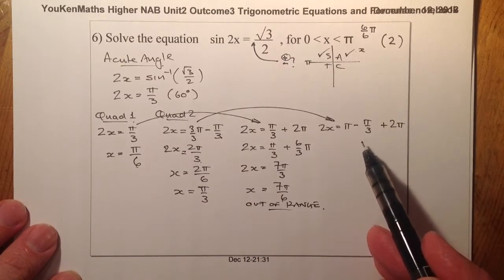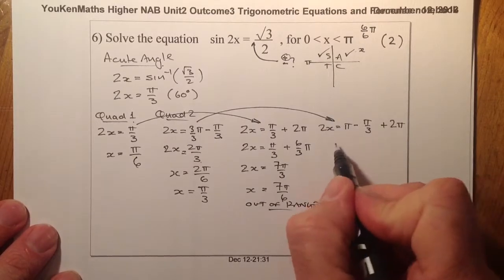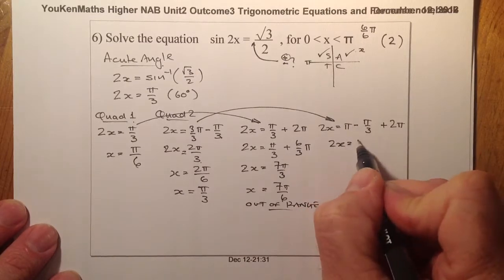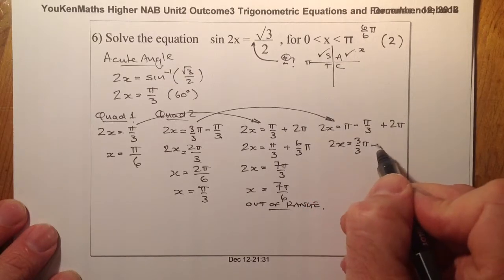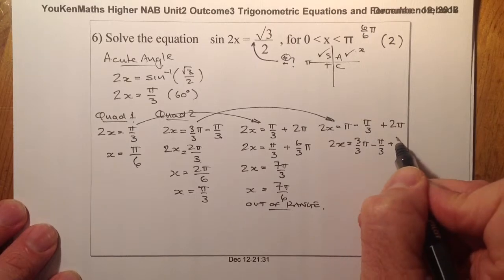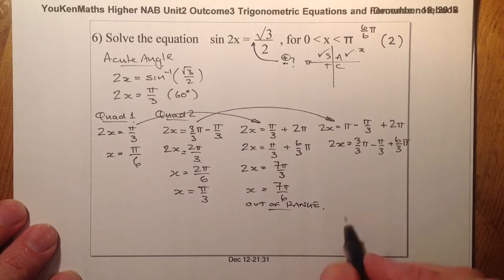This one here, if I calculate this one here will also be out of range. I'll calculate it through so that you can see that. So 2x is going to be equal to, I'm going to change this to 3 over 3 pi. I've got minus pi over 3, and I've got plus, because I'm dealing in thirds, that'll be 6 over 3 pi, because 6 over 3 is just the same as 2.